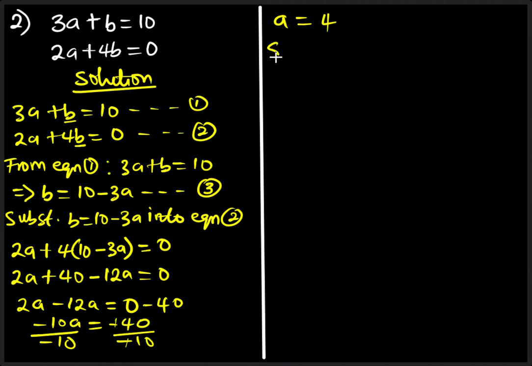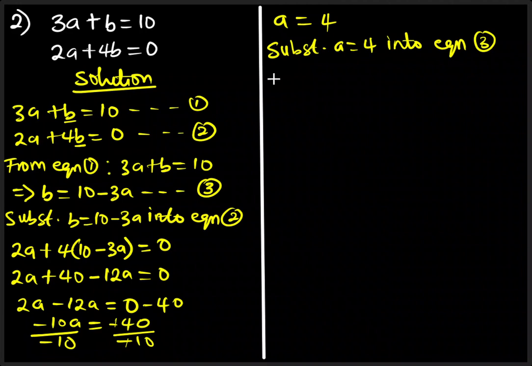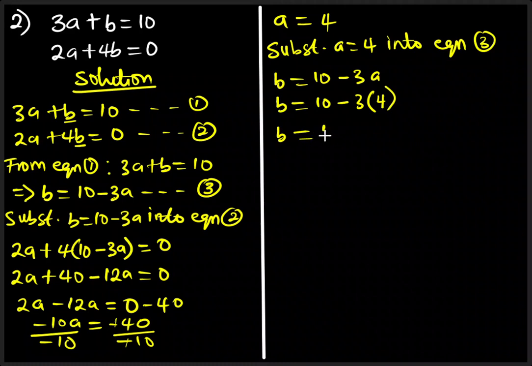So what do we do? We substitute a equal to 4 into equation 3. Remember I said equation 3 always carries what we are looking for. Our equation 3 says b equal to 10 minus 3a. So b equal to 10 minus 3 bracket, our a is 4, and that means b equal to 10 minus 12. So b equal to minus 2. Therefore our a equal to 4 and our b equal to minus 2.